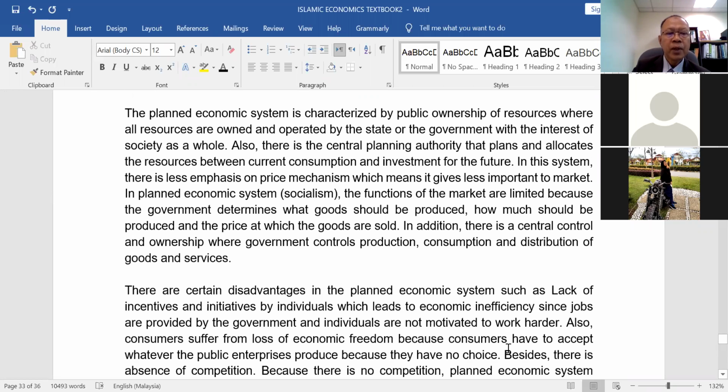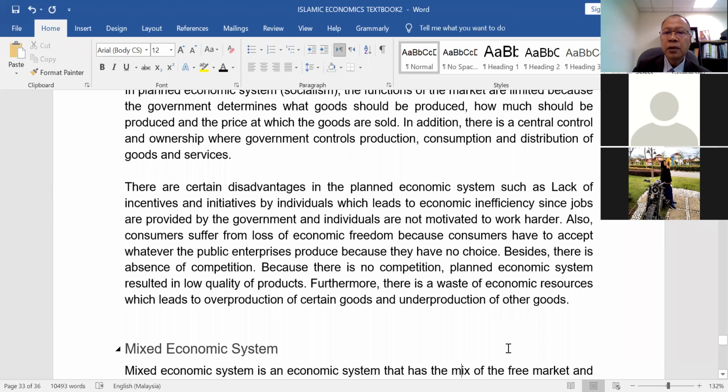There are certain disadvantages in the planned economic system, such as lack of incentives and initiatives by individuals, which leads to economic inefficiency. Since jobs are provided by the government and individuals are not motivated to work harder, especially those brilliant people, the smart people, they tend to migrate to other countries. Scientists, engineers, the creators, they tend to move to another country to find jobs which reward them with higher salaries.